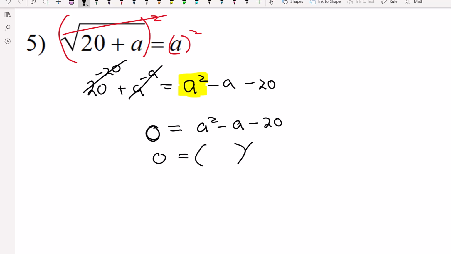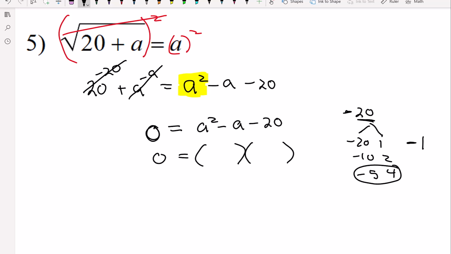So this is going to be a factoring, and whatever the results are, we have to check both results. So we find factors of negative 20, but they have to add up to negative 1. So negative 20 and 1, nope. Negative 10 and 2, they add up to negative 8. Negative 5 and 4, these two add up to negative 1. They multiply to be negative 20. So (a + 4)(a - 5).